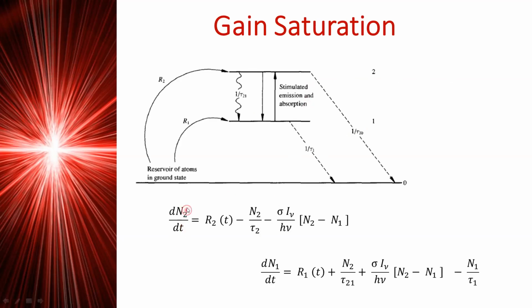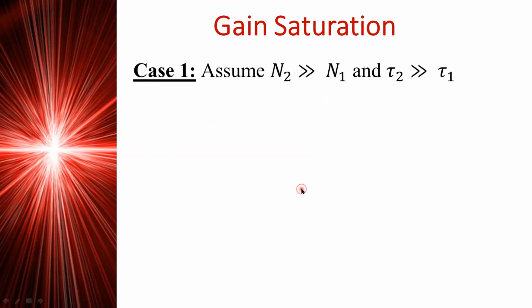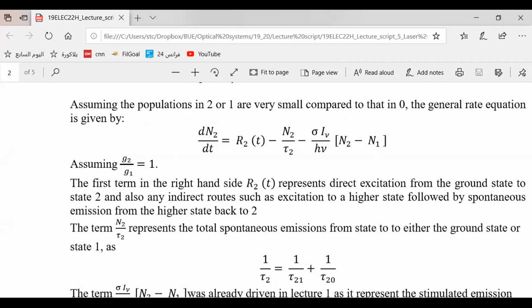Here, as you can see, dN2 by dt will not be affected. R2 of t will not be affected again. N2 over tau 2, no problem. And now here we have N2 minus N1. And as far as N2 is much greater than N1, then you can rewrite, oh, sorry, I think I should now return to the lecture script, and also let me turn on my laser pointer again. Okay, now I am here.